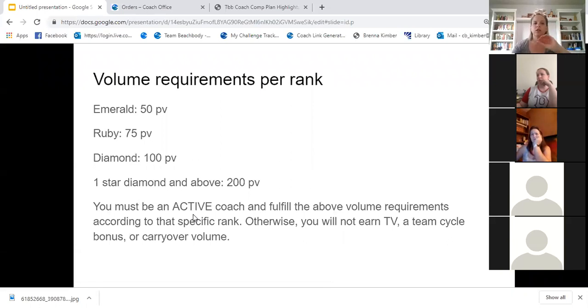Now, you have to have certain PV for your rank to be considered active. This is important because you have to be an active coach to accumulate team volume. If your account goes inactive at all, your volume is just wiped clean and you have to start over. So if you are an Emerald coach, you have to have at least 50 PV every month.